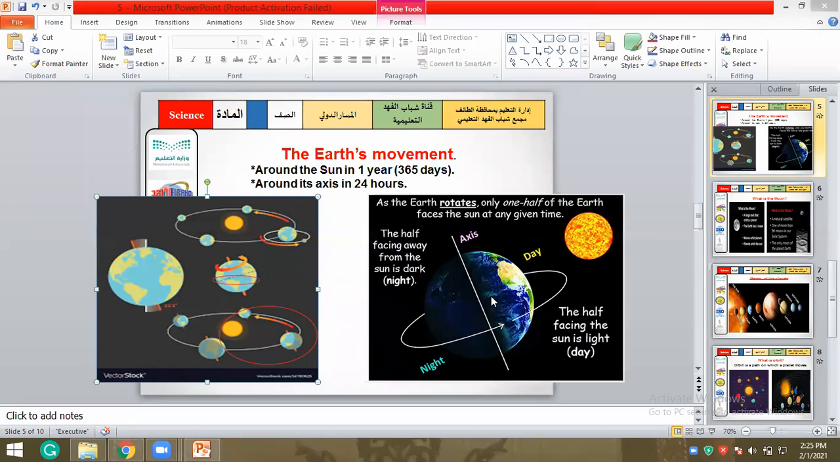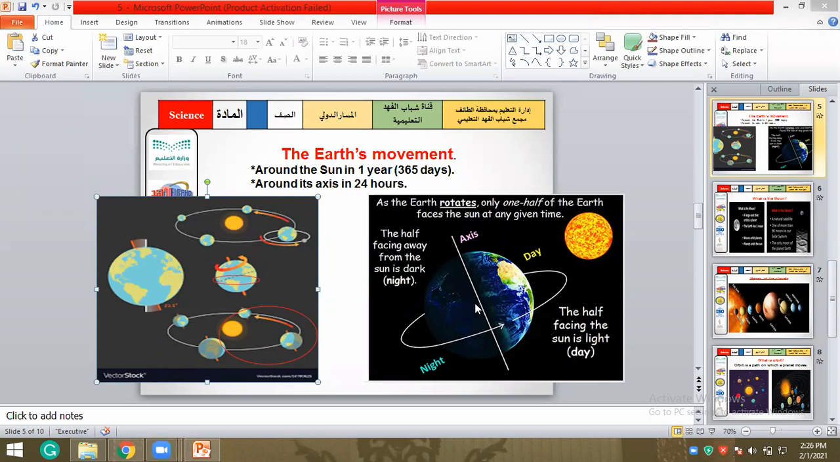So there are two types of movements of the earth. One is around its axis, one is around the sun. As the earth rotates, only one half of the earth faces the sun at any given time. So at this time you are facing the sun because it's daytime. After 4 or 5 hours, you will go away from the sun, and it will come night. You will be facing the night.